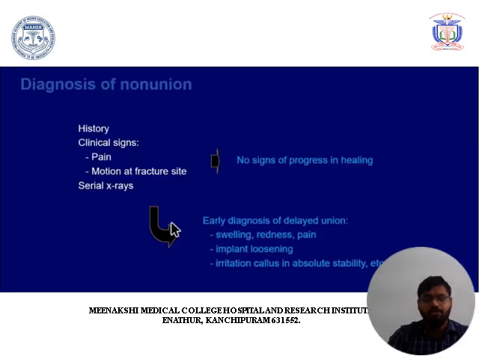So diagnosis is based on history and clinical signs, and the main clinical signs are pain and motion at the fracture site. If there is no progress in healing, then it is called non-union. Early diagnosis of delayed union is also very important. So what are the early signs of delayed union? Swelling, redness, pain, implant loosening, irritation of the callus with absolute stability.